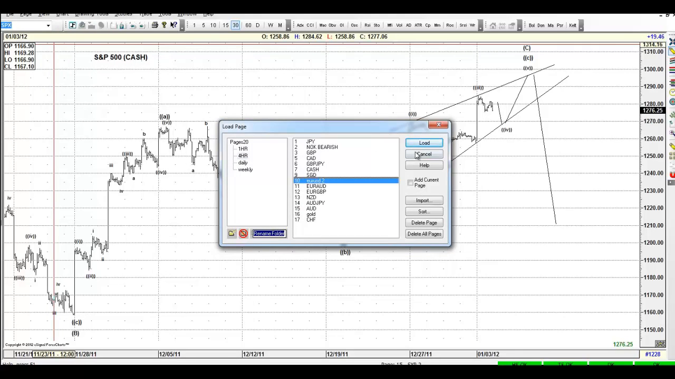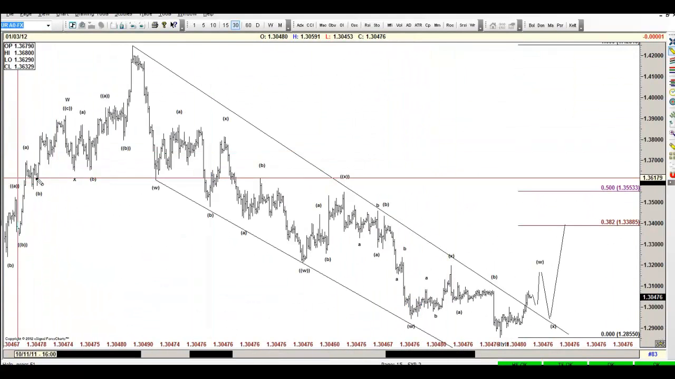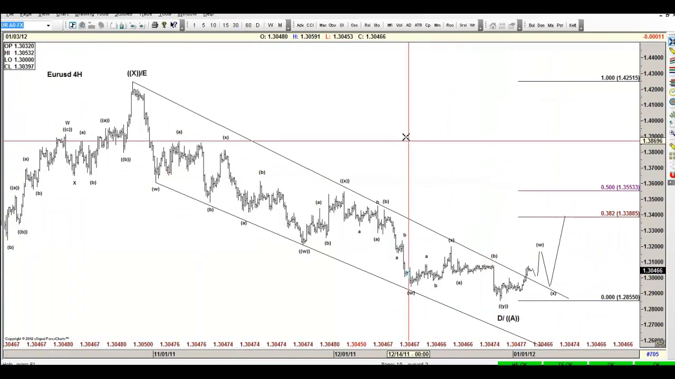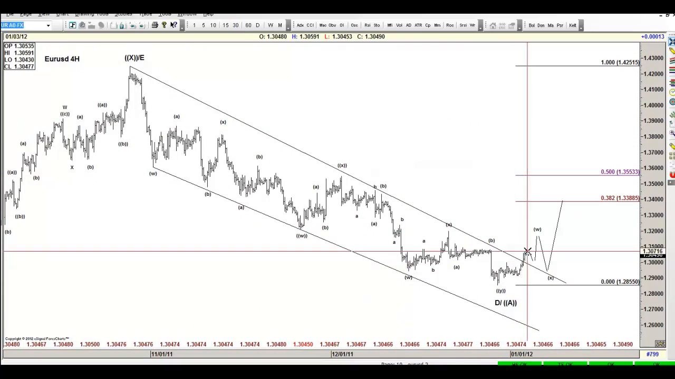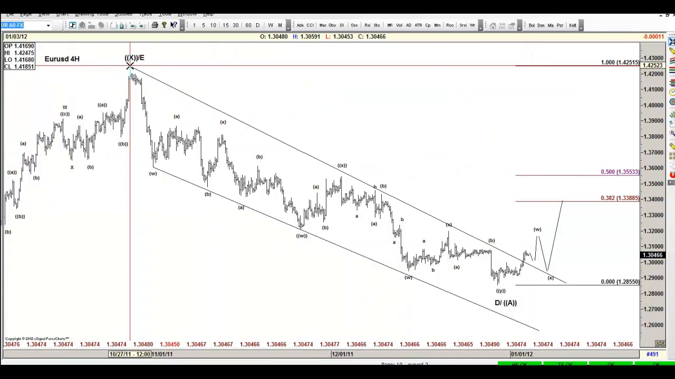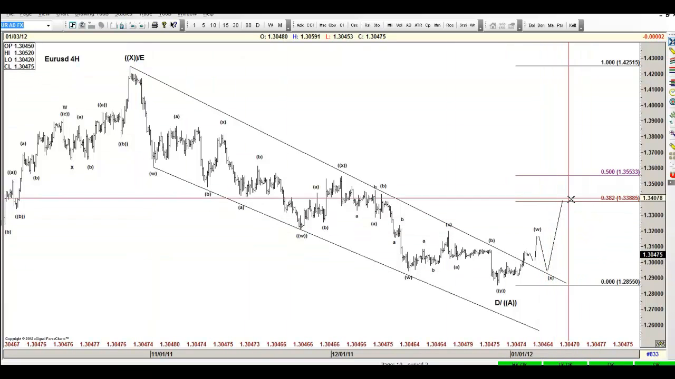Let's start with the euro dollar as always. The euro dollar, it traded today above the trend line. It traded above this trend line today. For me, the cycle that started on October the 27th ended, meaning that we should see it recover into this area.